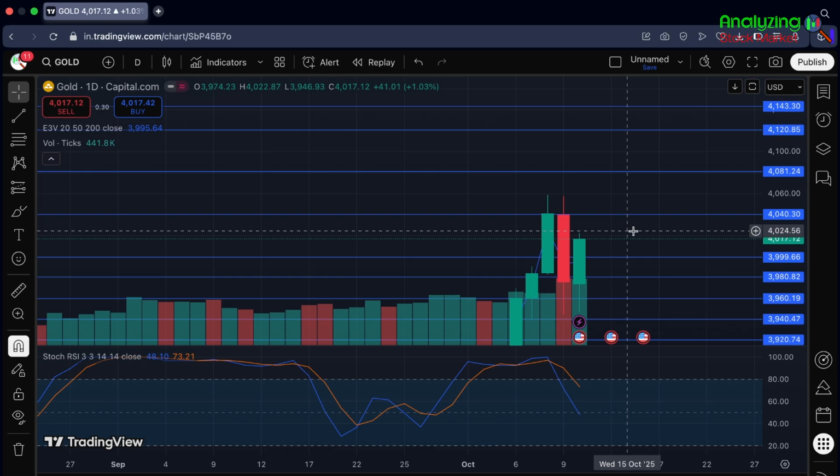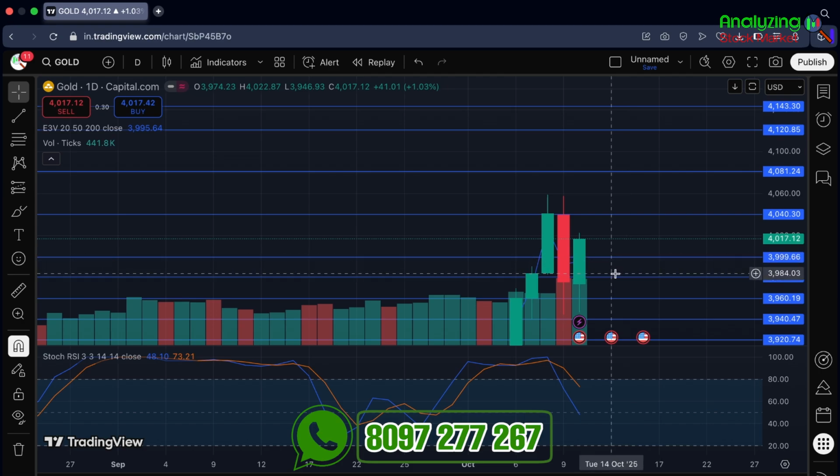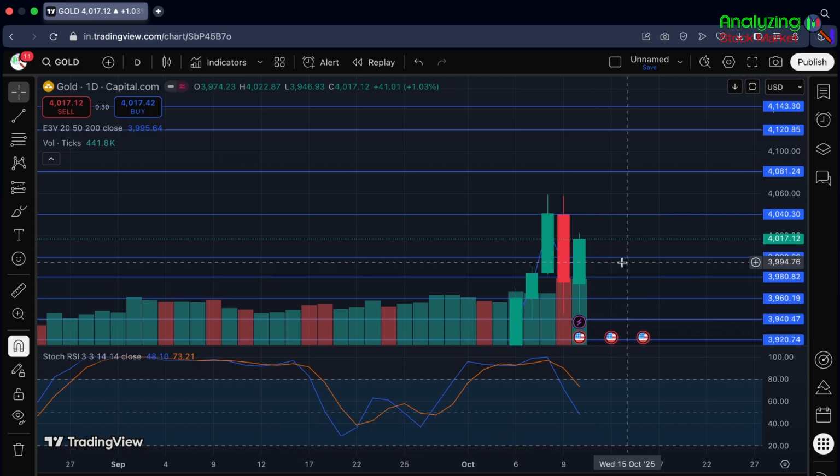So let's now talk about my opinion on Gold USD for this week. Currently my expectation is a bit negative. I'm expecting a negative move around 39.80 to 39.99 or the 4000 level. In this range I'm expecting a closing.